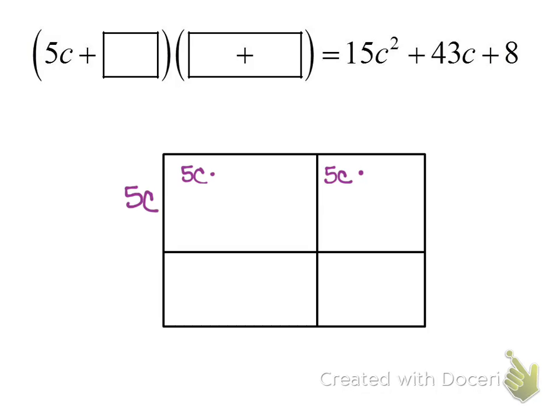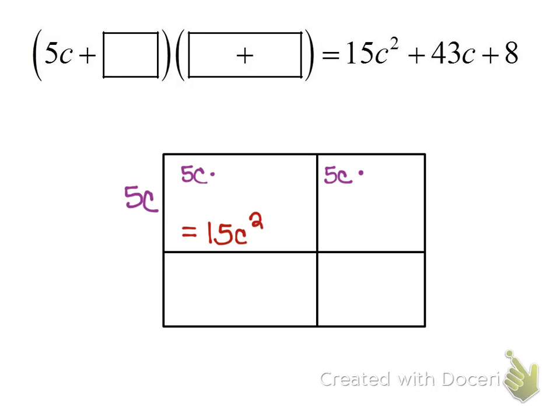When I say section, I always count from left to right: 1, 2, 3, 4. Okay? So when I'm asking you which section of the rectangle, 1, 2, 3, 4. Which section of the rectangle is 15c squared going to be in? 1. So my area is 15c squared.